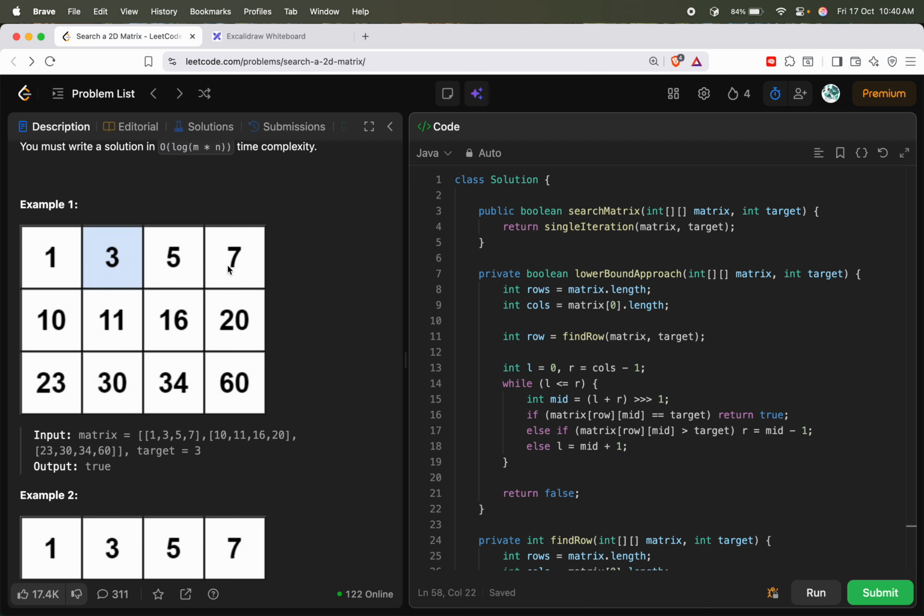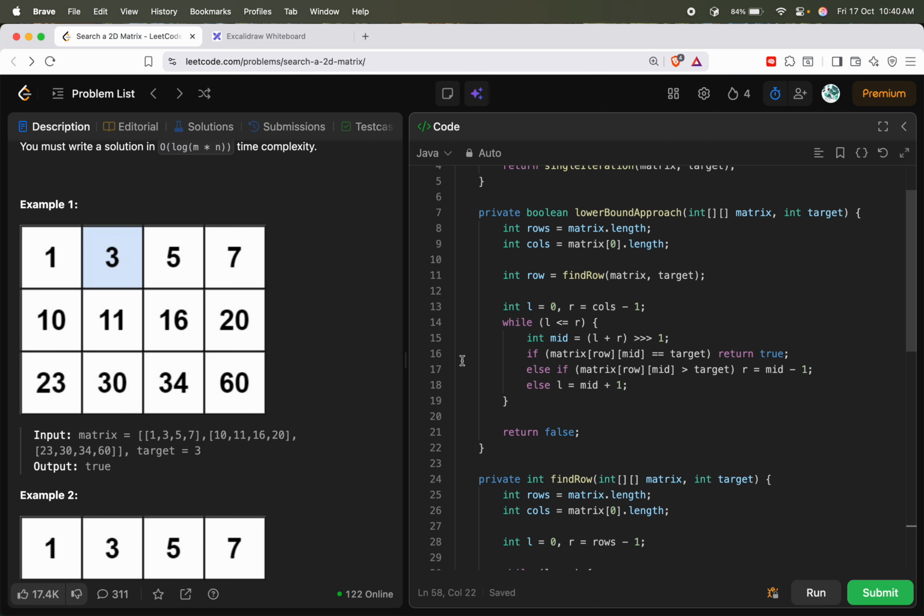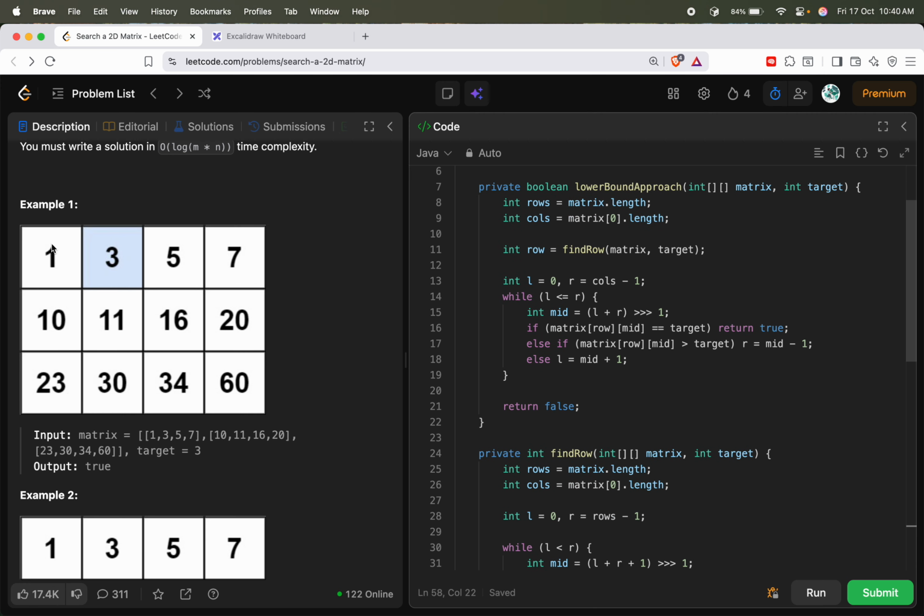The other approach is that we can check in this particular column to identify in which row the target lies. Given a target, we first have to identify which row it belongs to. Let's say the target is 11, then the target lies in the first row. If the target is 30, it lies in the second row. If the target is 3, it lies in the first row, right?